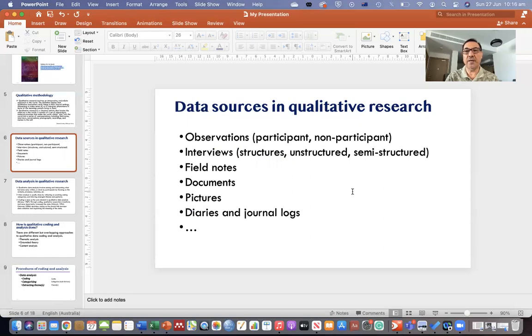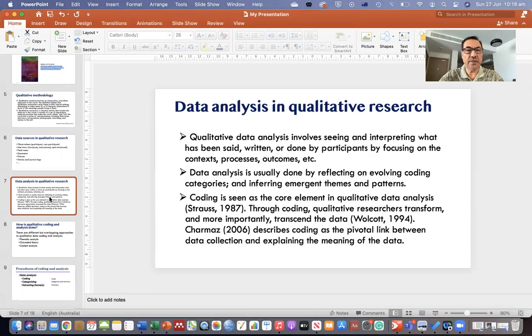Documents: in any research context, there are some documents that can help researchers, and therefore we might collect some of them that we have access to or we are permitted to collect. Pictures, diaries, and journal logs, and other data sources, depending on the purpose of the study, as well as the context in which we collect data.